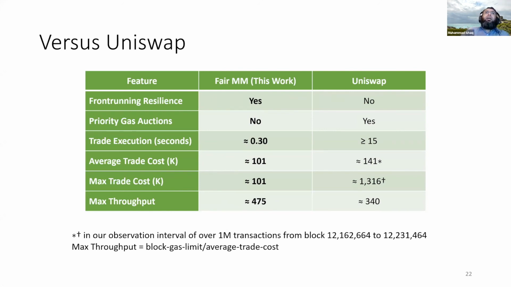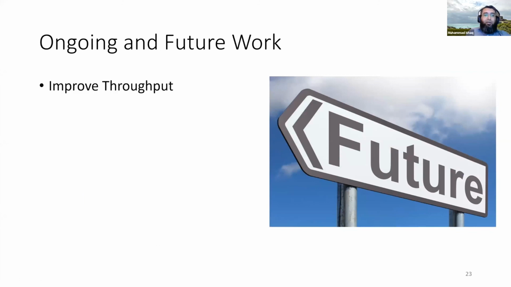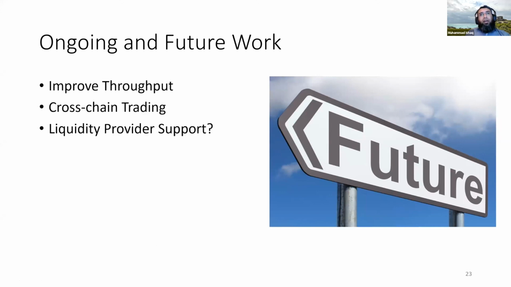We are still actively working on this project, and a few directions that we are working on are improving the throughput. Even though our throughput is very competitive, we realize that it could potentially become a bottleneck in future, so we want to improve it. Currently, our market maker works with the Ethereum blockchain only. We want to do cross-chain trades. And right now, the only way outside users interact with our system is as traders. It might be interesting to let them be liquidity providers as well. So those are the areas that we are working on.